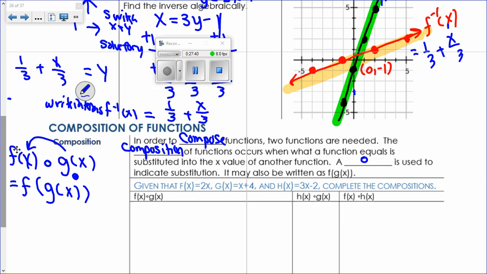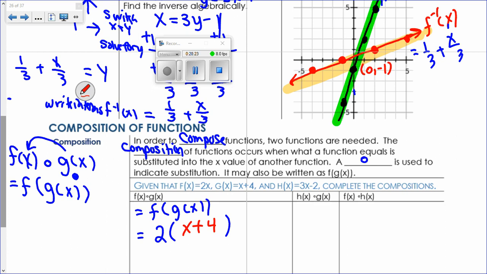So look at the problems. It's given that f of x equals 2x and g of x equals x plus 4. This represents f of g of x. What does f of x equal? 2x. So you're going to write 2 and put a big parentheses. What's g of x? x plus 4. You're replacing the x value with x plus 4. And then you're going to simplify.